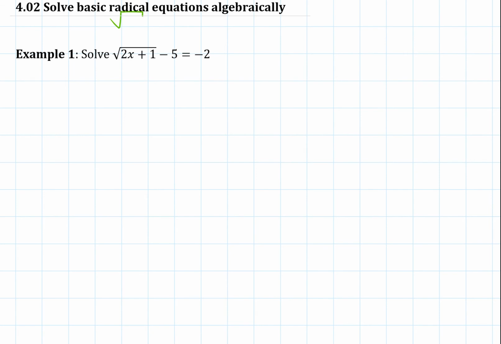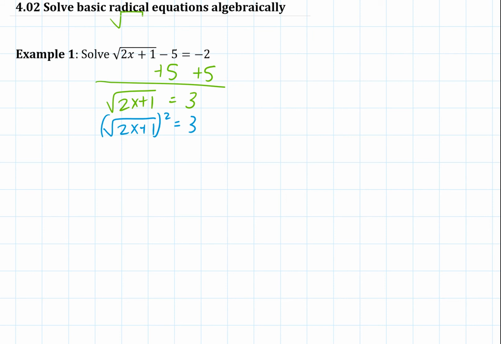Okay, let's take a look at our first example. To solve this equation, we can start by adding 5 to both sides. We get root 2x plus 1 equals 3. And now that we have the square root all by itself, if we square both sides, squaring and square root are inverse operations, so we can think about them as canceling each other out. So we end up with a linear equation from here.